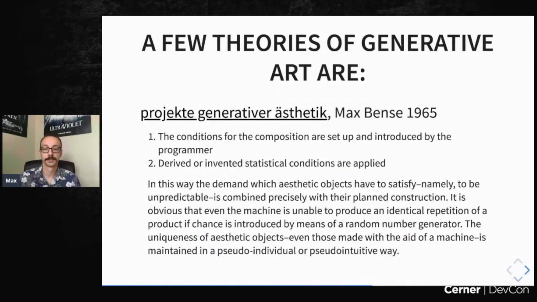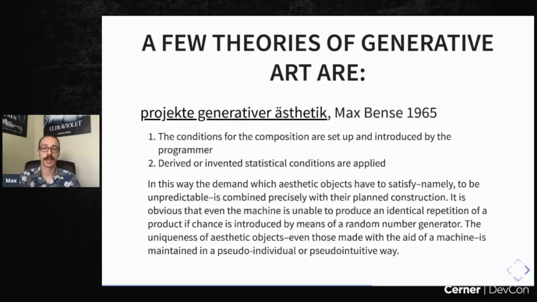So after all those examples, let's actually take a step back and pick out what we think truly composes the field of generative art. So Max Bense is the guy who I mentioned earlier at the gallery opening. He wrote up this document, Projekte generativer Ästhetik. His thing was you can basically create a set of rules. So the conditions for the composition are defined by the programmer. And then you'll apply different conditions on top of those rules. So that would be like introducing random generation or introducing like genetic selection, some things like that.